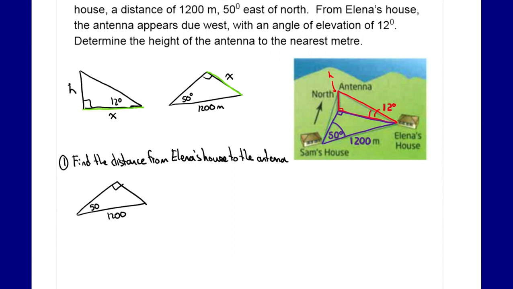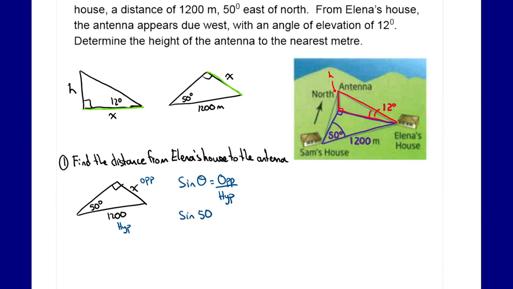We're told that it's 50 degrees. I'm looking for this unknown side. Because it's a right angle triangle, I can use my trig ratios. I'm looking for the opposite and I'm given the hypotenuse, so in this case I am going to use my sine ratio. Sine theta equals opposite over hypotenuse.